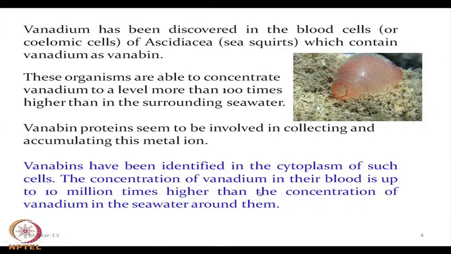So, vanadins can be identified in the cytoplasm of such cells. Sometimes the concentration can go up to 10 million times higher than the concentration of vanadium found in the sea water around them. So, basically it is concentrating within their living system, and we get more concentrated vanadium in the living organisms related to all these sea squirts.